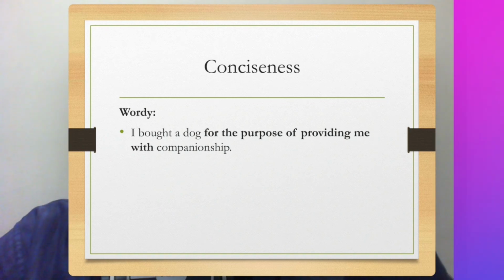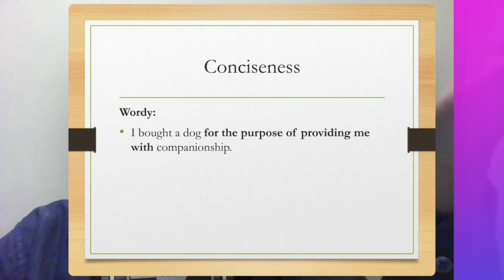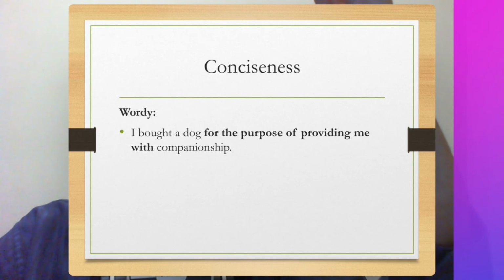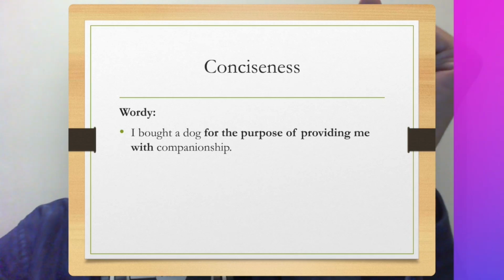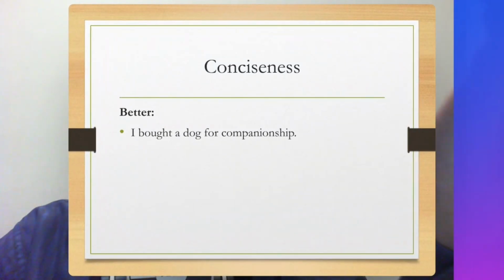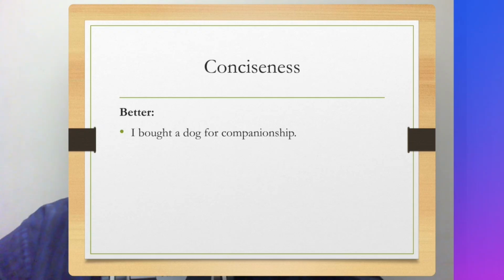So when you say for the purpose of providing me with companionship, you lose connect with companionship. If you just say I bought a dog for companionship, your dog and companionship become closer. Can you see that? I bought a dog for companionship. So your dog and the companionship become much closer.